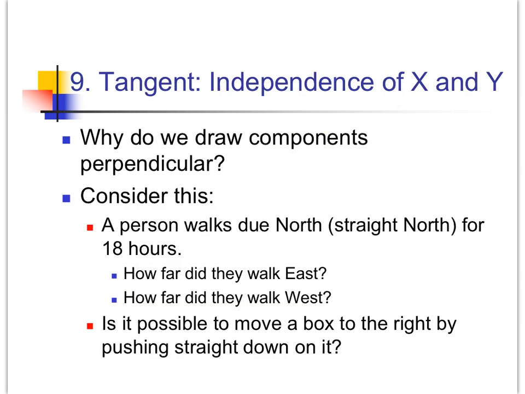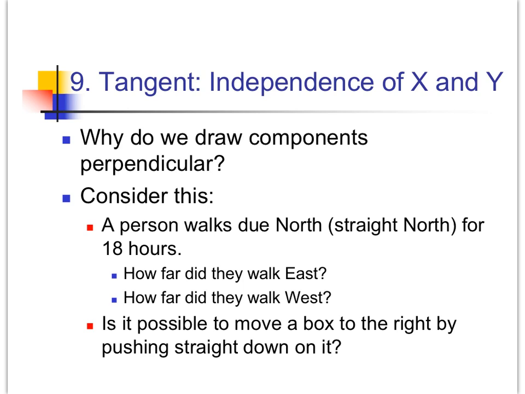One last thing that I want to talk about here, and this is actually going to lead us into the next thing we talk about with vectors a little bit later on. We've done stuff with vectors, but I want to talk about the meaning behind it. So here's the question: why do we draw those vectors perpendicular? If we have a person who walks due north, meaning straight in the north direction, for 18 hours, how far did they walk east and how far did they walk west? And the answer obviously is they didn't. If you're walking directly in the north direction, it means that you are not walking east, nor are you walking west.